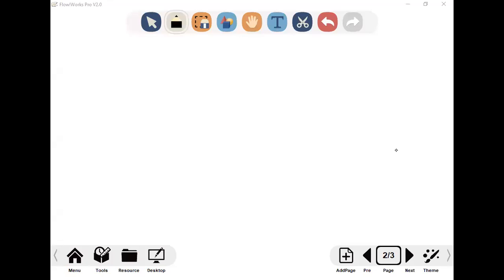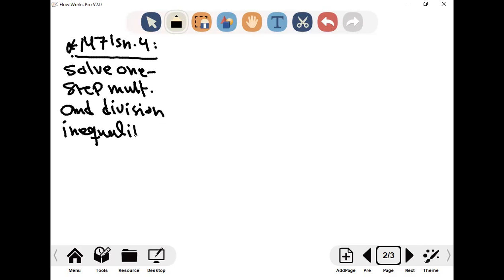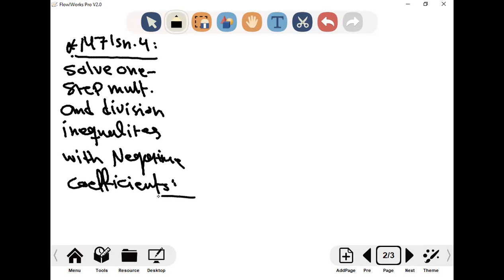So we are in module 7, lesson 4. Solve one-step multiplication and division inequalities with negative coefficients. We are on page.